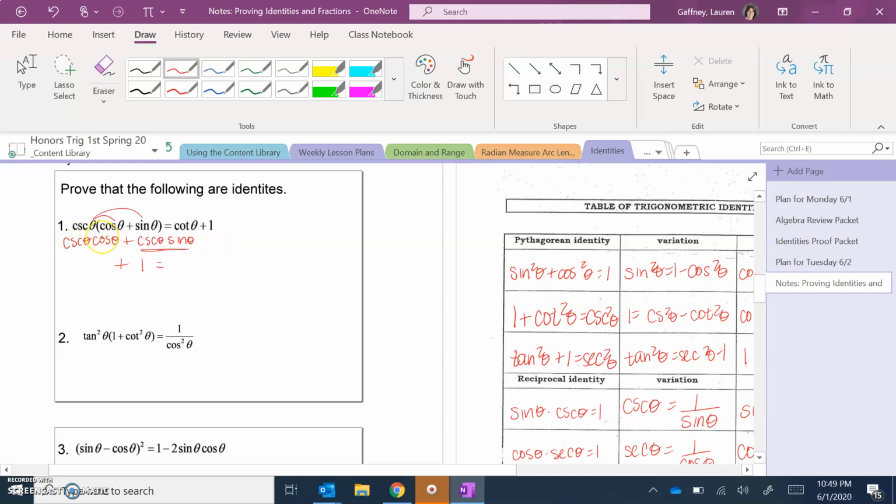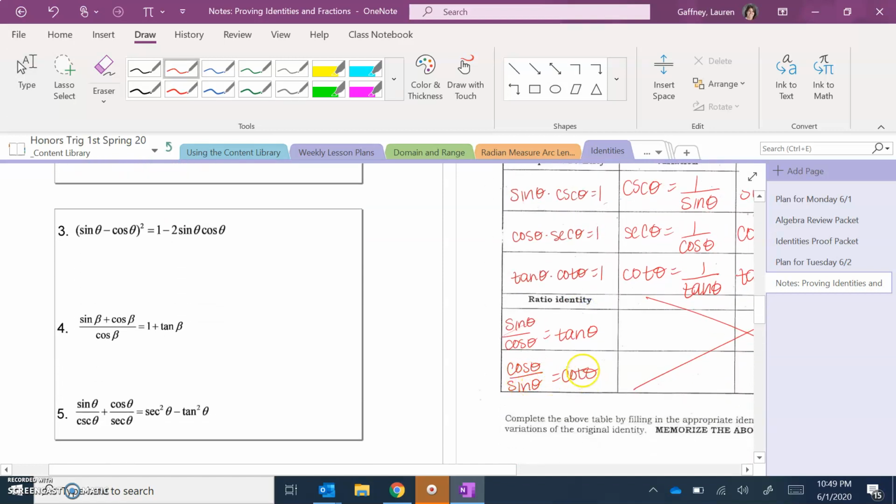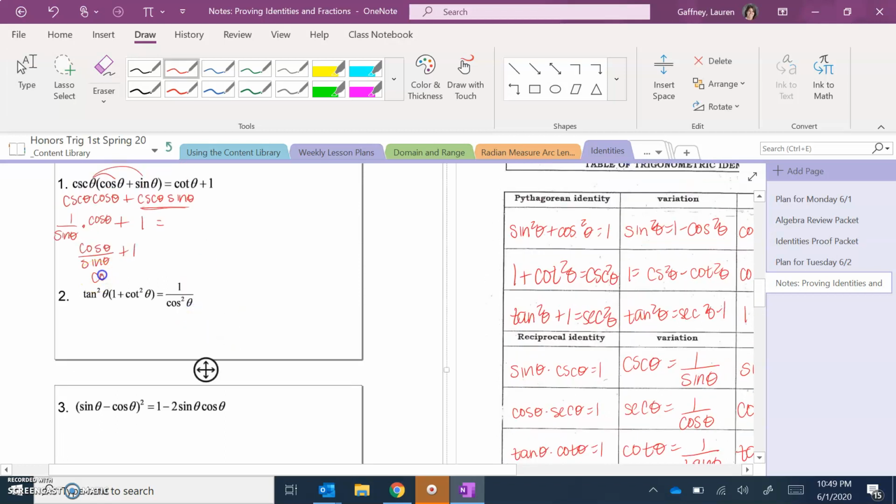Is there any way I could get cosecant times cosine to turn into cotan? Well, you know that cosecant, if you look here, is the same as 1 over sine. So if I turn that into 1 over sine times cosine, then you should say, ooh, this is technically the same as cosine theta over sine theta. And I know from yesterday that cosine over sine is the same thing as cotan. And then I have cotan theta plus 1. Done. Okay, so your goal is to manipulate one side to get it to turn into the other.